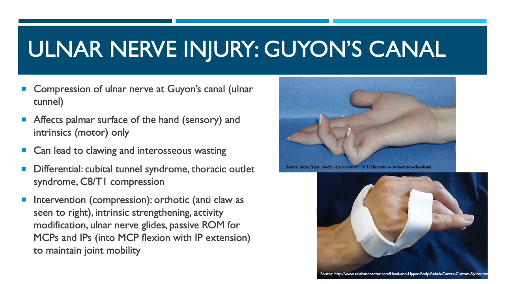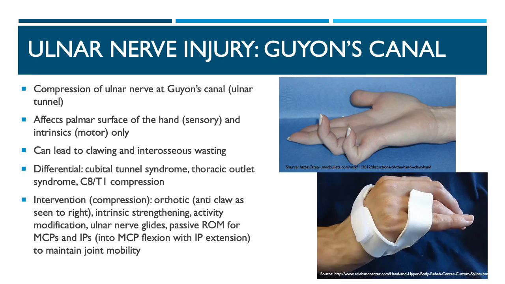This will affect the palmar surface of the hand and the intrinsics. So it has both motor and sensory components depending on exactly where the nerve is injured. If it's injured a little bit more distal, it might be less sensory issues and more motor, or if it's injured a little bit proximally within Guyon's canal, you might have both effects. This can lead to clawing and interosseous wasting.